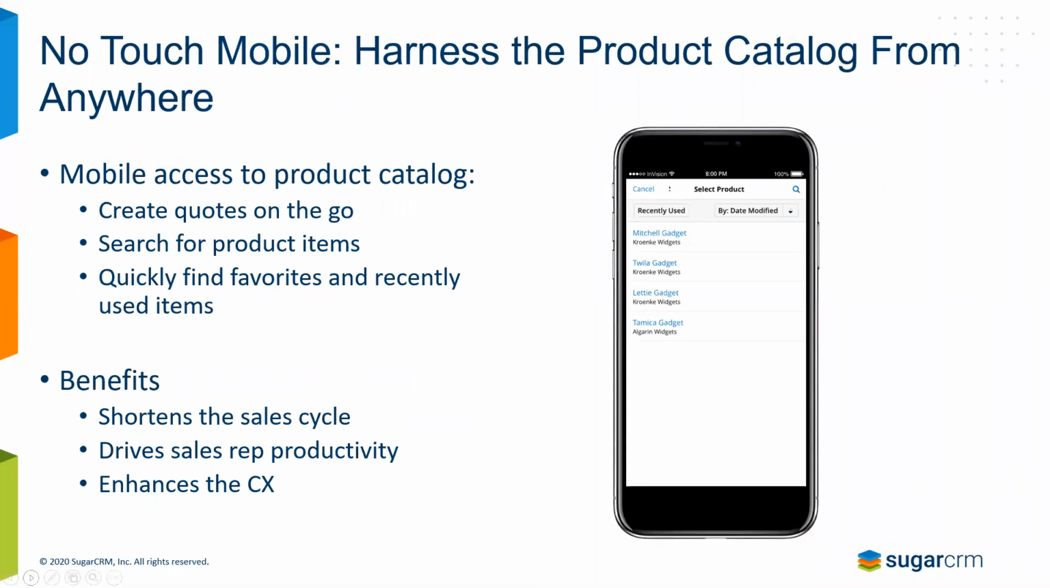Okay, on the mobile side, what we're doing is we're taking the product catalog and making that accessible for mobile devices. So you'll be able to create quotes when you're out in the field. You'll be able to search for product items and quickly find favorites or recently accessed products. The idea is to shorten sales cycles, to make it easier to do, to help sales reps be more productive, and basically to provide a better customer experience for frontline sales reps.